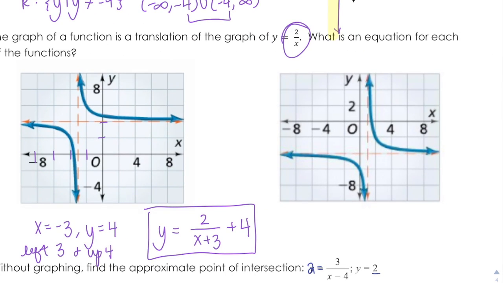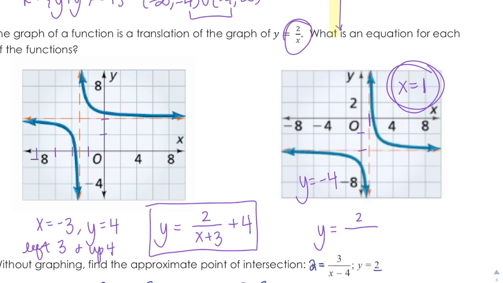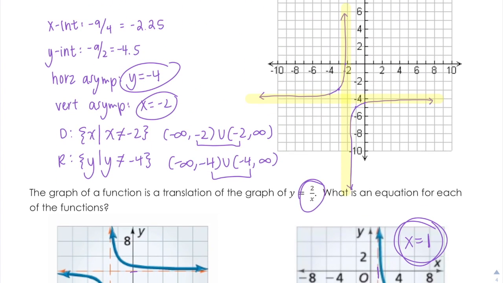Okay, dealing with this one, this goes right 1, so x equals 1. And this goes down 4, so y equals -4. So y equals 2 over x minus 1. The x changes the fraction part, so 2 over x minus 1. And down 4, that -4 goes on the outside, and that's it. So if you know where it slides around, it kind of goes back to that last one. That sliding around really helps you tell where does the fraction go, or where does it go within the fraction.